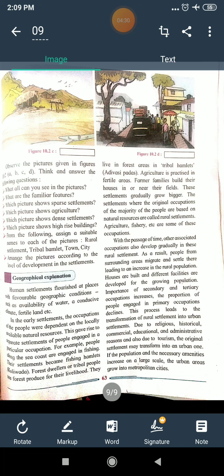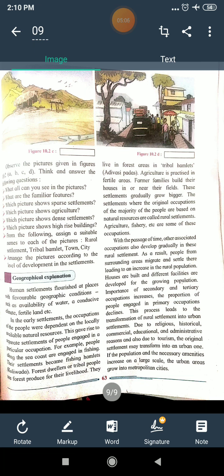In the same way, forest dwellers or tribal people use forest produce for their livelihood. They live in forest areas in tribal hamlets. That is called Adivasi Padas. So the Adivasi people used to stay in the forest, and their livelihood depended on the forest produce. Means whatever was available in the forest, they used to carry on their livelihood with that forest produce. And that's why they settled in the forest areas, which were called tribal hamlets or Adivasi Padas.